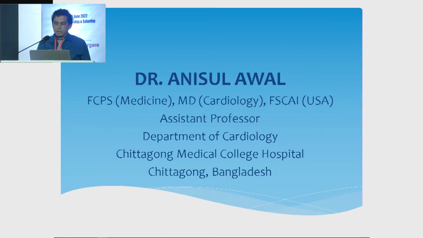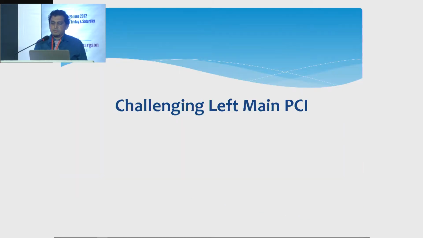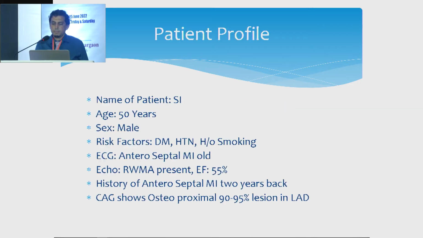I'm going to show some cases done in Chittagong. My first case, Mr. SI, 50 years, male, diabetic, hypertensive, history of smoking. ECG shows anteroseptal MI, echo wall motion abnormality is present, and history of anteroseptal MI 2 years back. CAG shows ostioproximal 90 to 95% lesion in LAD.